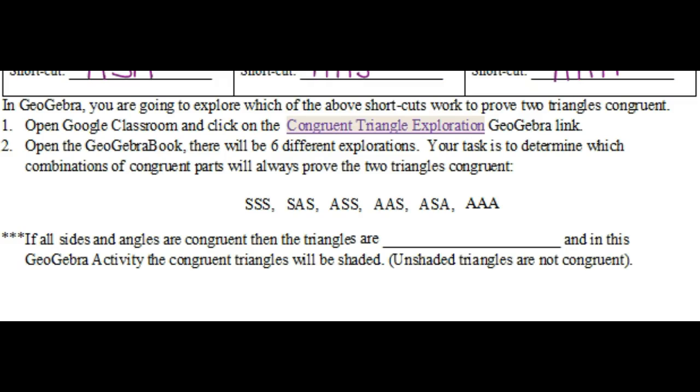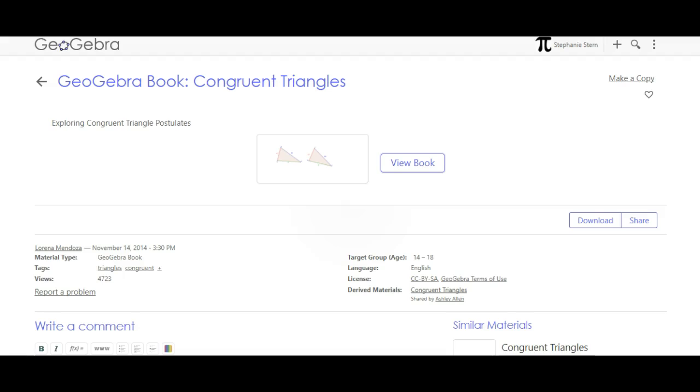In a bit, you'll go to Google Classroom and open up the GeoGebra link, where you're going to see all 6 possibilities. What you need to know is that only triangles that are shaded are congruent. So our goal is to figure out which triangles will be congruent no matter what. So now I'm going to preview going to GeoGebra.